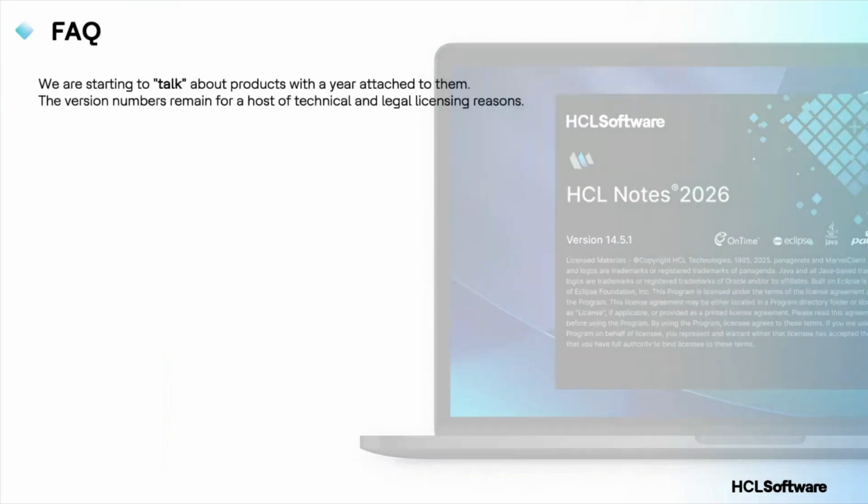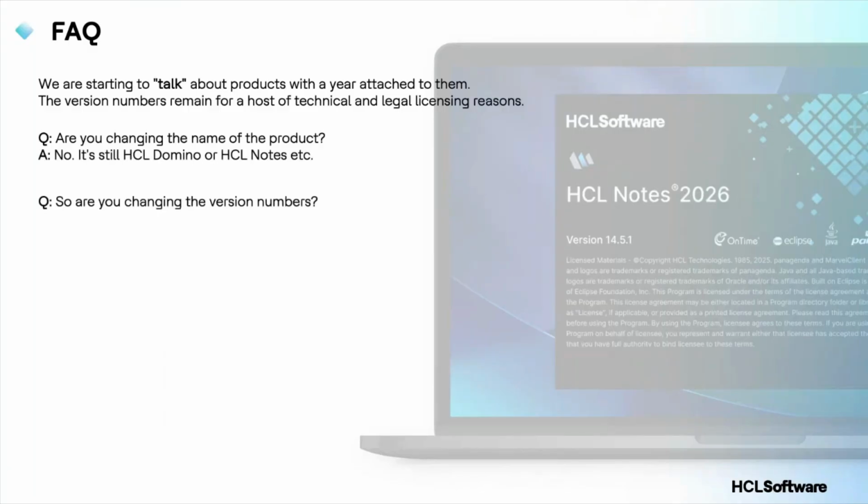So let's talk about what we're talking about here. The version numbers will remain. Don't panic. This version coming up will be version 14.5.1, an extension to version 14.5. But we're not changing the name of the product. We're not changing it to Notes 2026 or Domino 2026. It's still Notes and it's still Domino. The version numbers are still there.